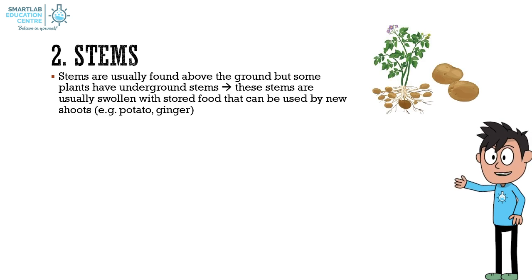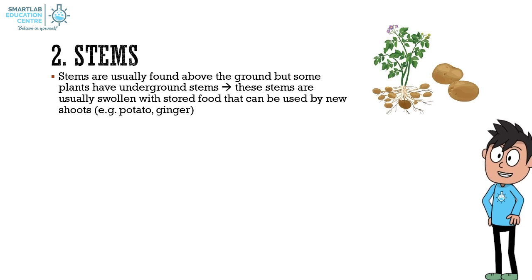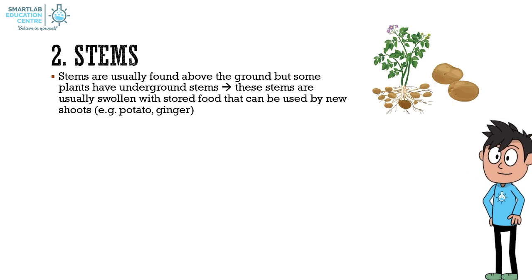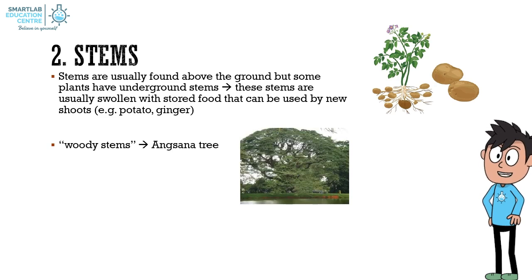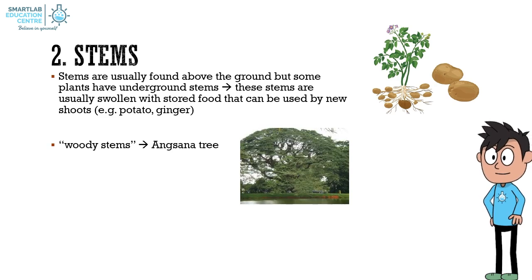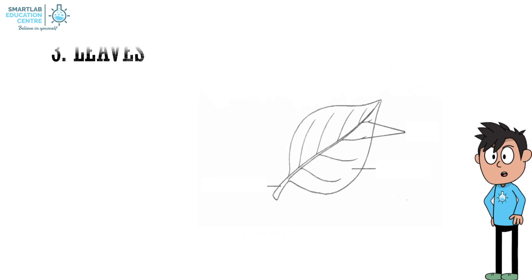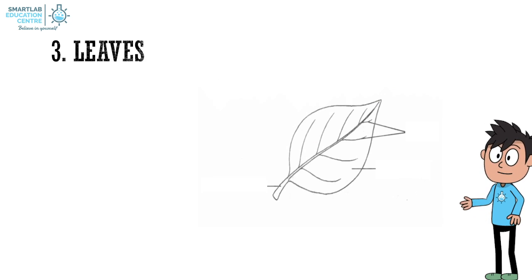These stems are usually swollen with stored food that can be used by new shoots. Examples of plants with such stems are potato and ginger. Some plants have woody stems, for example oxana tree, while some have weak stems, for example money plant. Here is another part of a plant, leaves.